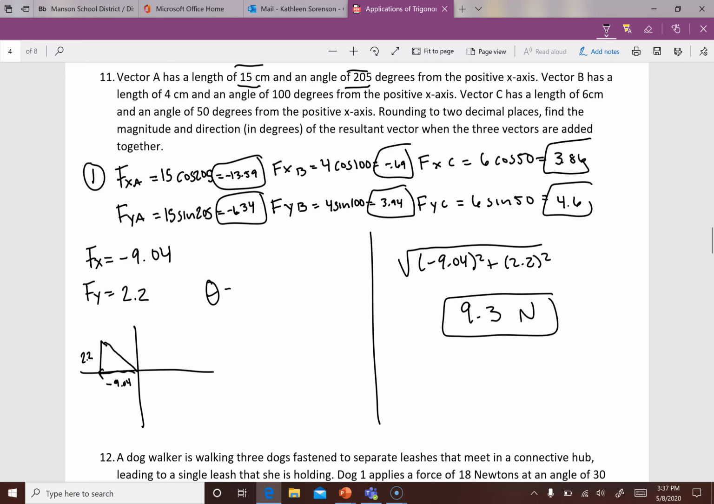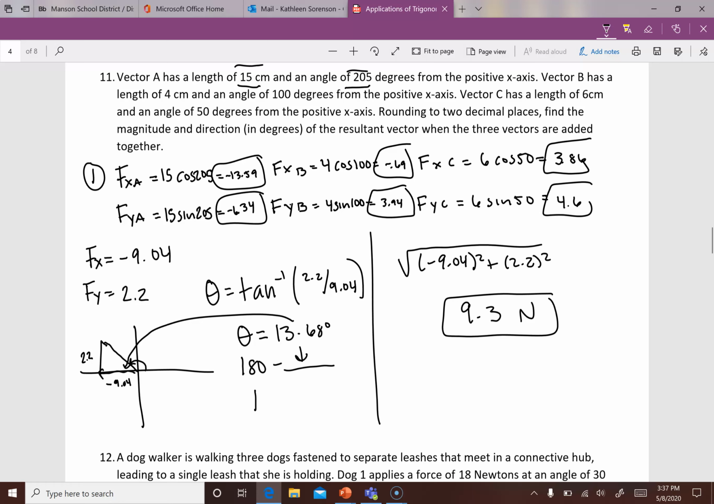So I'm going to do theta equals tan inverse. And again, I like to keep it positive. So it's going to be 2.2 over 9.04. And that gives me theta equals 13.68 degrees, which is really just right in here. So to get the angle that I really truly want, which is this one, I do 180 minus that, and I get 166.32 degrees, and that's my direction.